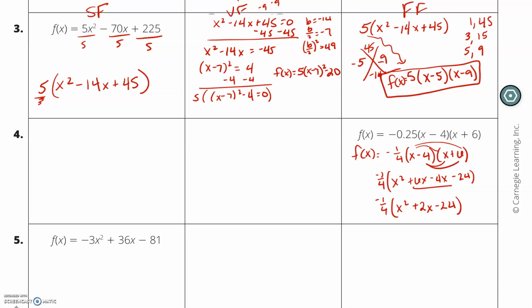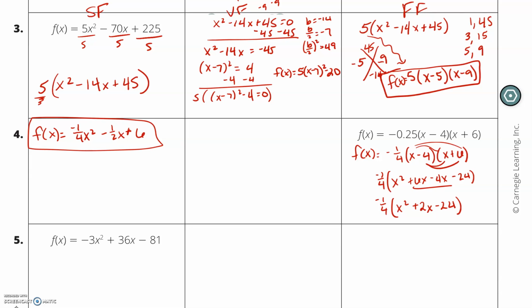And now I'm going to distribute that 1/4, and once I distribute that, it's going to be in standard form, so I'm going to go ahead and write that distribution over here. It's negative 1/4 x squared minus 1/2 x plus 6. Negative and a negative would make a positive. All right, so now we are in standard form. Cool beans.